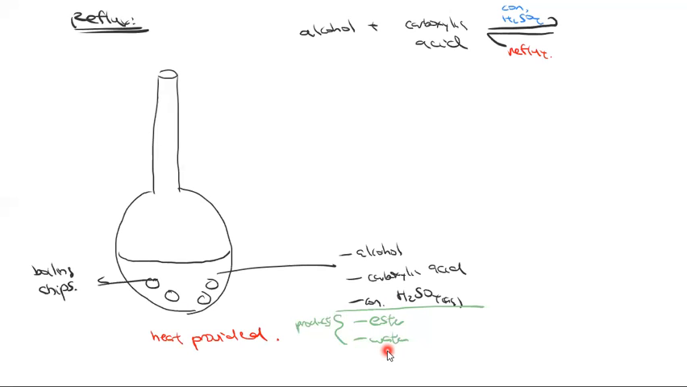All right. So your flask will have some solids in it, which is just your boiling chips. It's going to have your catalyst, your concentrated sulfuric acid, your alcohol, your carboxylic acid, your ester, and your water.